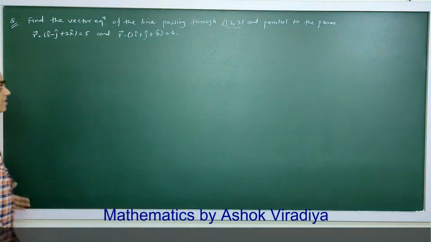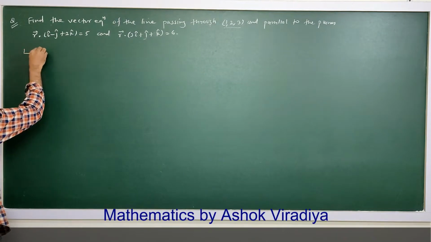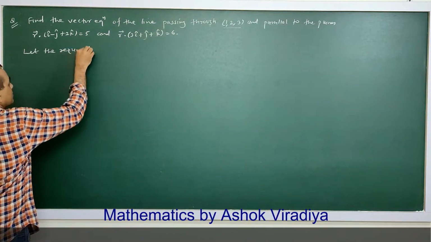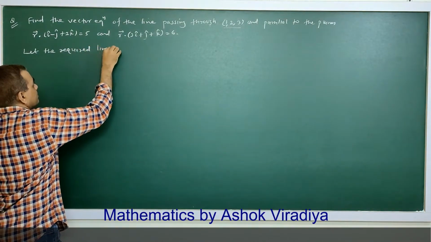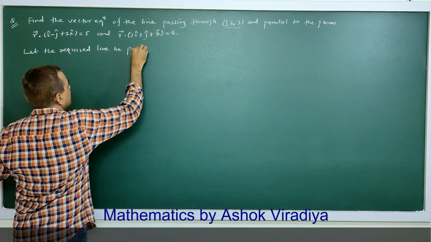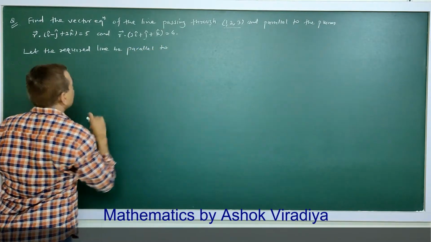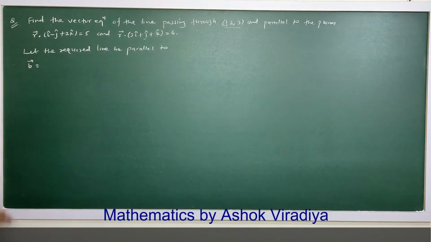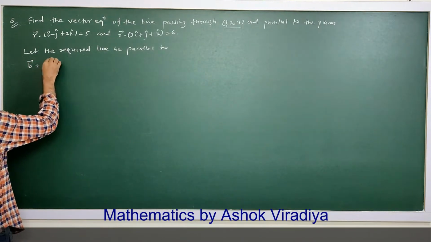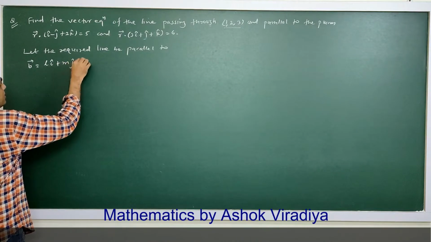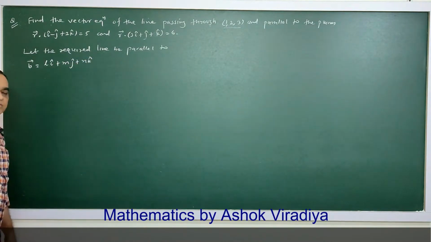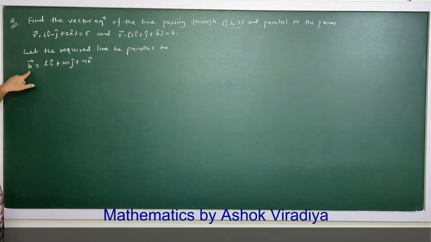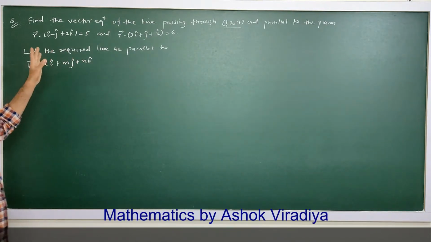So we suppose that the required line be parallel to, let me take vector b. Suppose vector b is Li plus Mj plus Nk. L, M, N are the direction ratios of the vector which is parallel to that line.